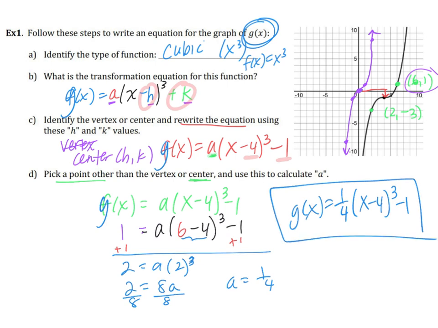So I first used my translation to the right and down to identify what my h and k are. Then I chose a point on that graph to find my a value, my vertical stretch value, and then I plugged it in and got my a value. And there we have it.